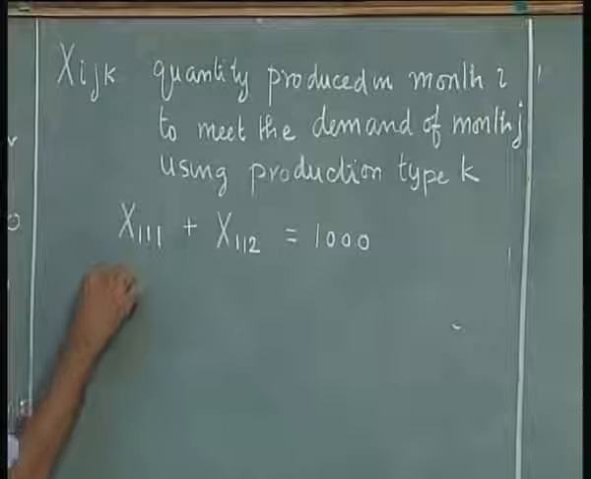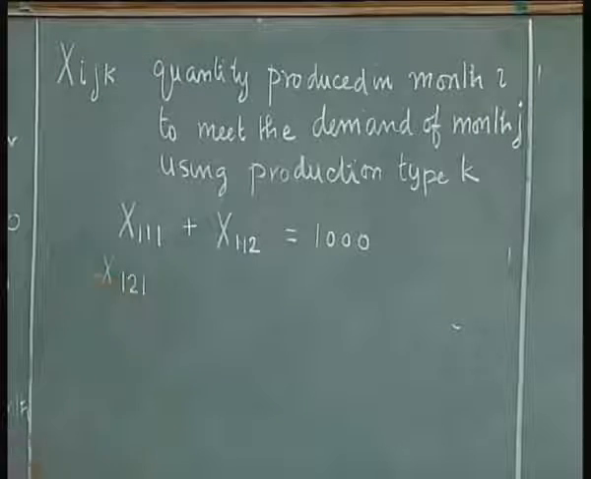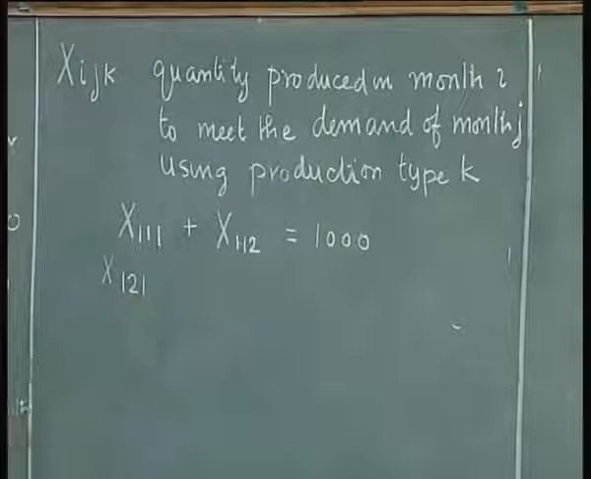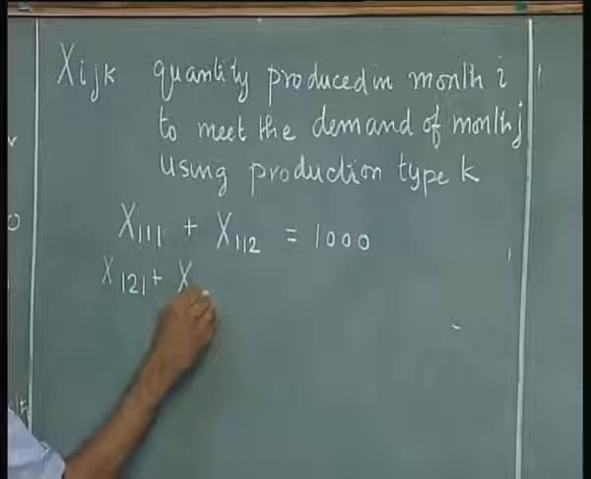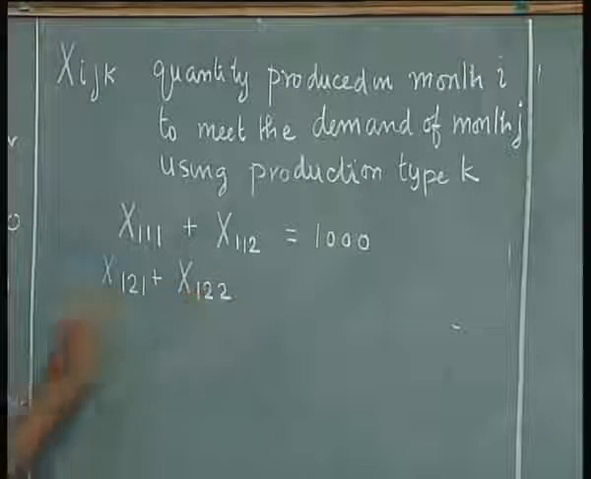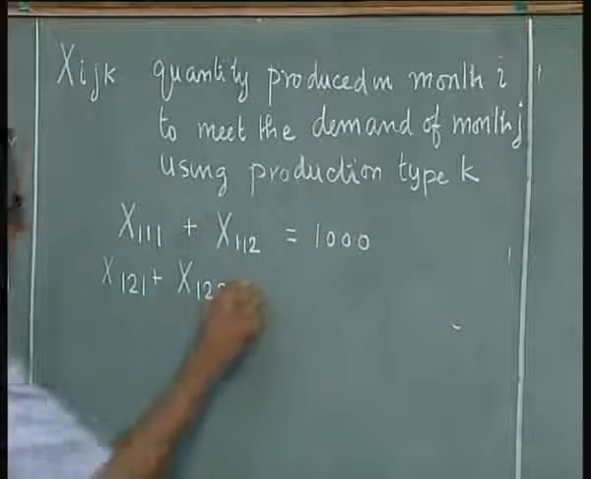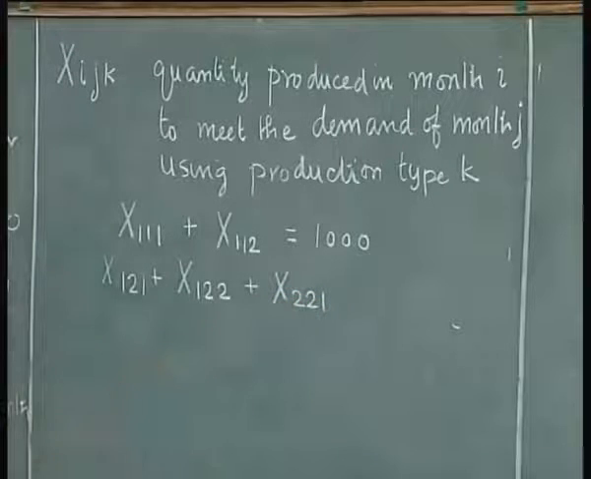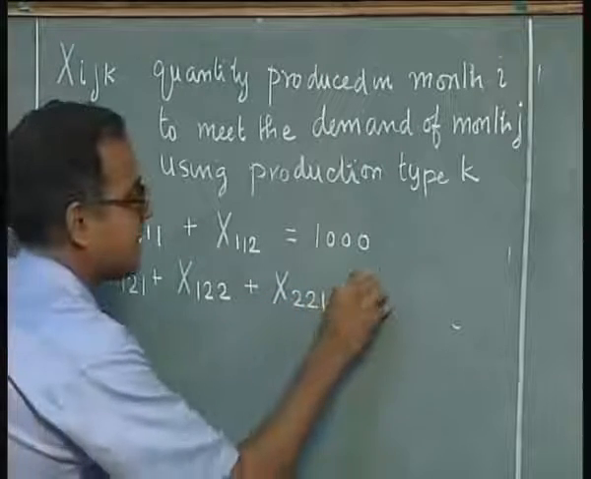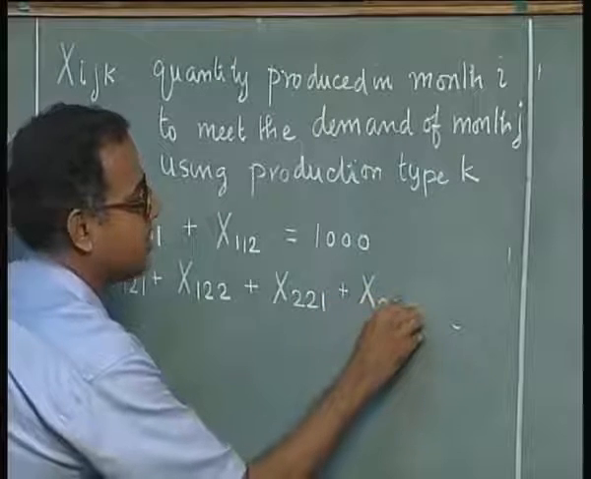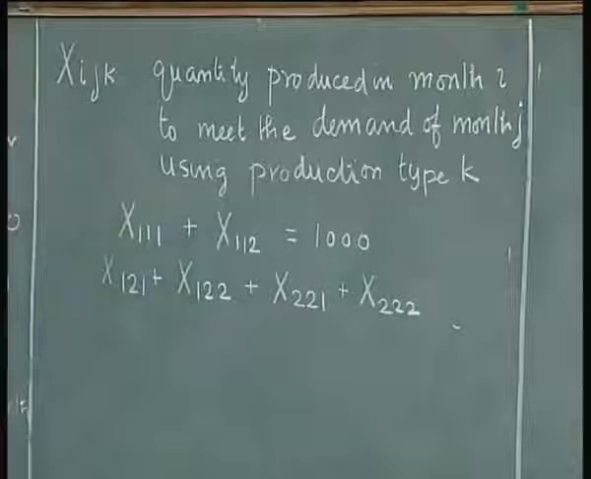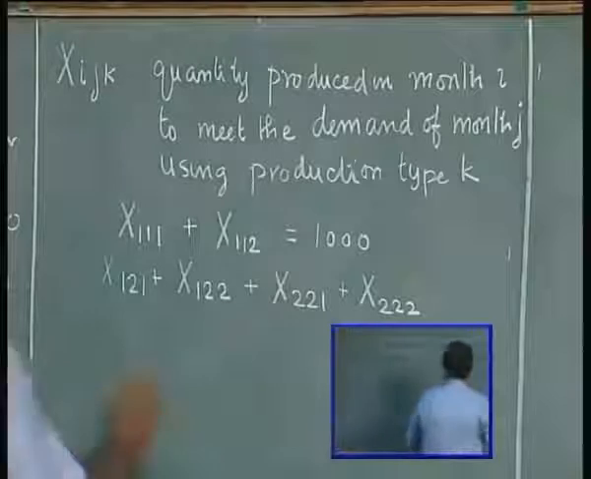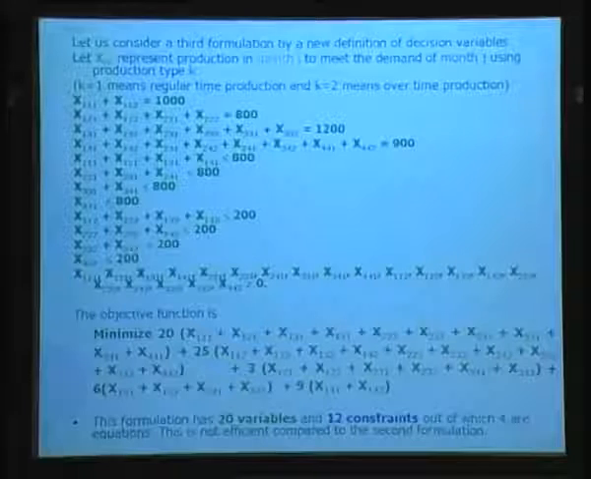So, second month's demand can be met by production in first as well as second. So, you will have x 1 2 1, produce in the first month to meet the demand of the second month by regular time, plus produce in the first month to meet the second month's demand by overtime, plus produce in the second month to meet the second month's demand by regular time, plus produce in the second month to meet the second month's demand by overtime. So, these are the 4 ways by which you can meet the demand of the second month, and these 4 should add to the second month's demand, which is 800.